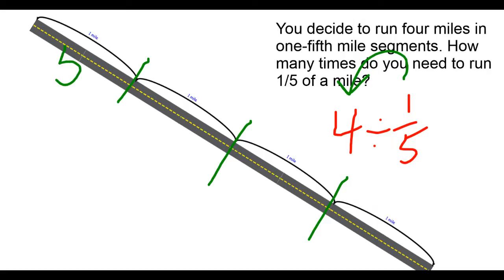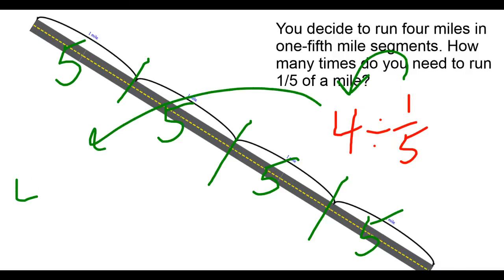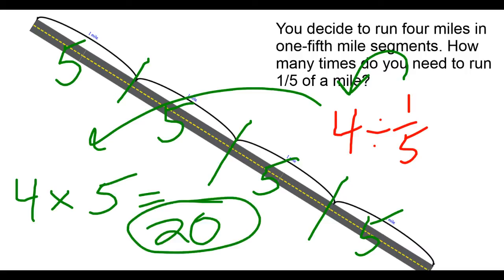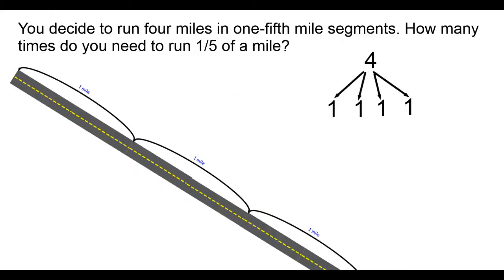So if there are 5/5, like we said, in 1 mile, 5/5 in the second mile, 5/5 in the third mile, and 5/5 in the fourth mile, then this 4 divided by 1/5 actually becomes the same as 4 equal groups of 5/5. Or you would need to run that 20 times to make it 4 miles. And that's because 4 breaks down into 4 equal groups of 1 mile. This 1 divided by 1/5 is 5, or 1 mile times 5/5 in that mile.